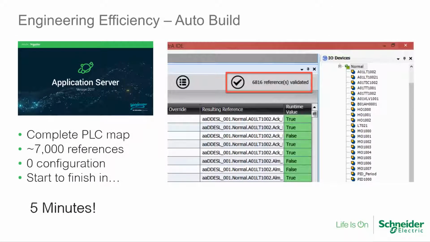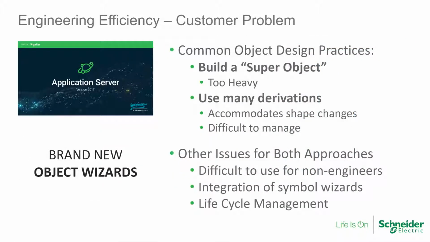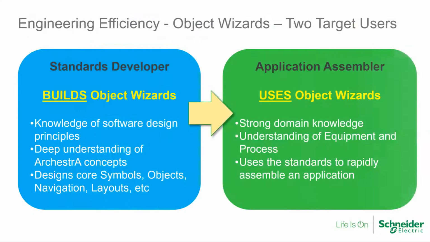This dramatically reduces the engineering time required and eliminates data entry errors. When modeling their plant, customers sometimes struggle to create a flexible template which accurately reflects their wide array of equipment, yet also accommodates future growth and changes. Application Server 2017 solves this by introducing object wizards.